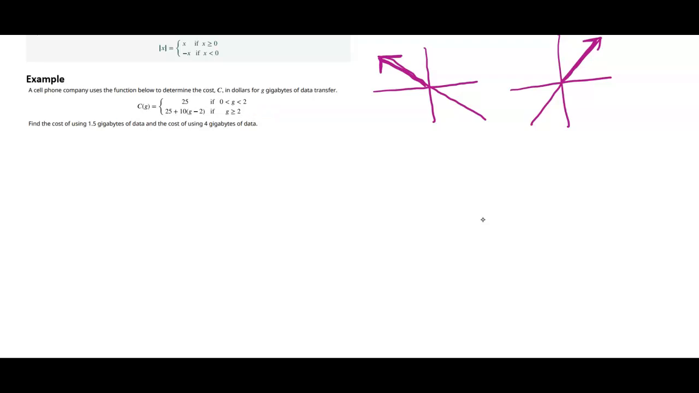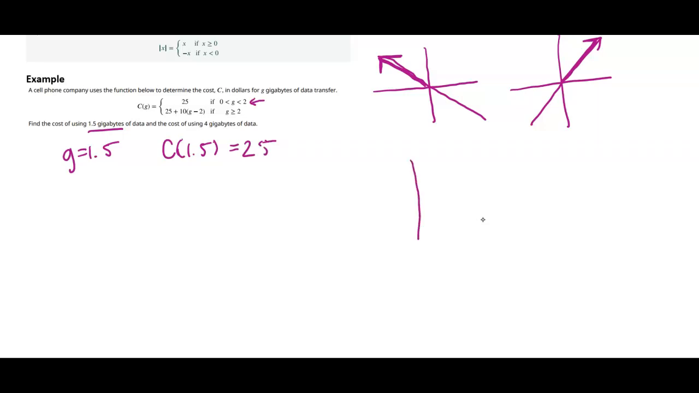So the first thing we're going to do is ask, okay, well, what's the cost if I want to use this? So G equals 1.5. Well, then C of 1.5, I would only look on the domain which includes that G. That's just going to be 25.